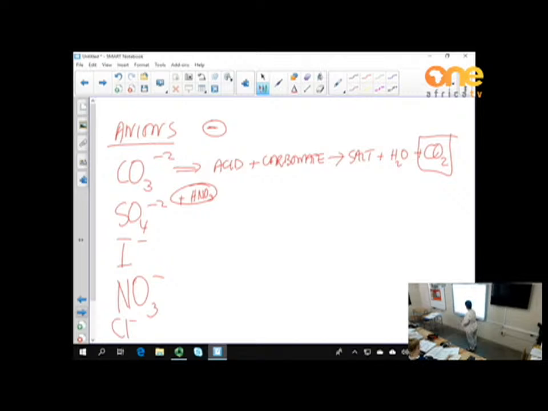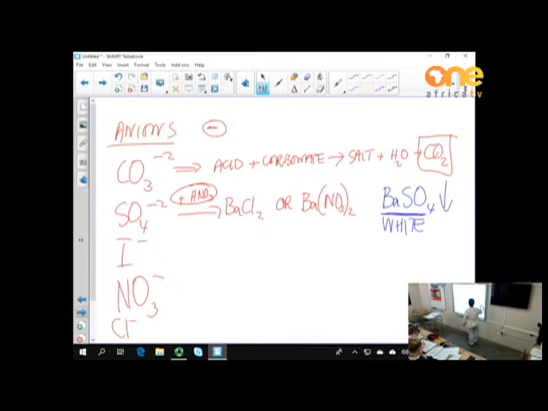Then to test for a sulfate, we will add barium chloride, or barium nitrate will also work. Barium chloride, a soluble barium salt. Because most of the sulfates that you will work with are water soluble. And the moment the barium is added, we make barium sulfate, which is a white precipitate.